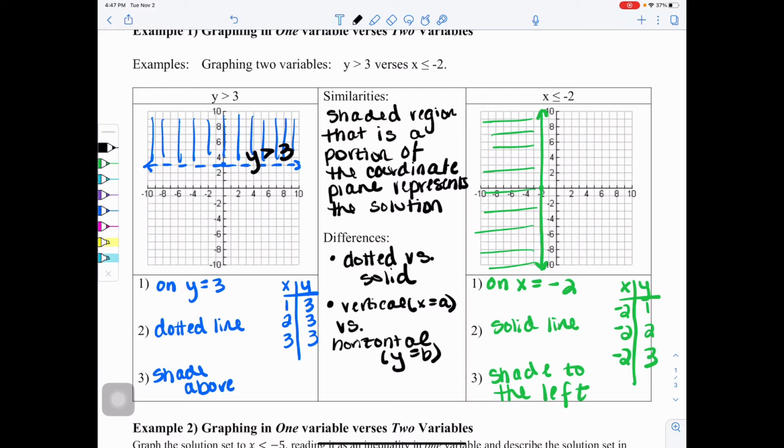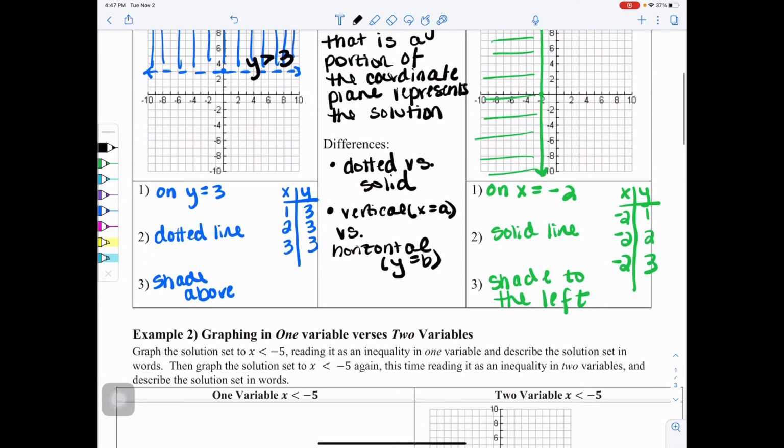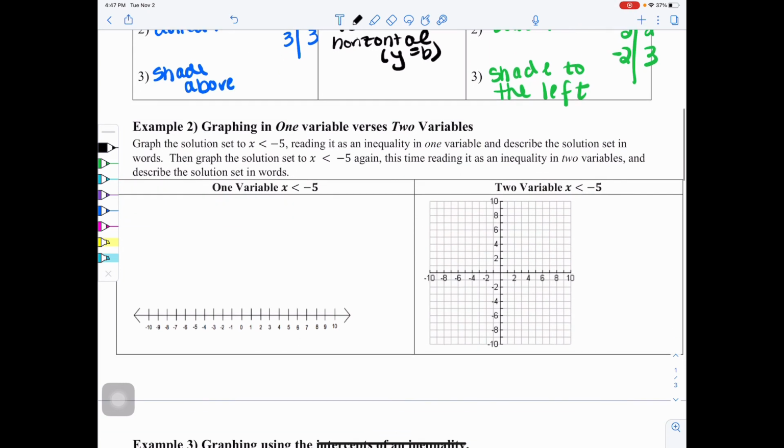So there's what it looks like. Even though y is greater than 3 looks like one variable and x is less than or equal to -2 looks like one variable, we're graphing them in two variables, which is why it looks the way it does on the coordinate plane. Now, let's look at example 2, graphing one variable versus graphing two variables. So basically looking at last chapter versus this chapter.